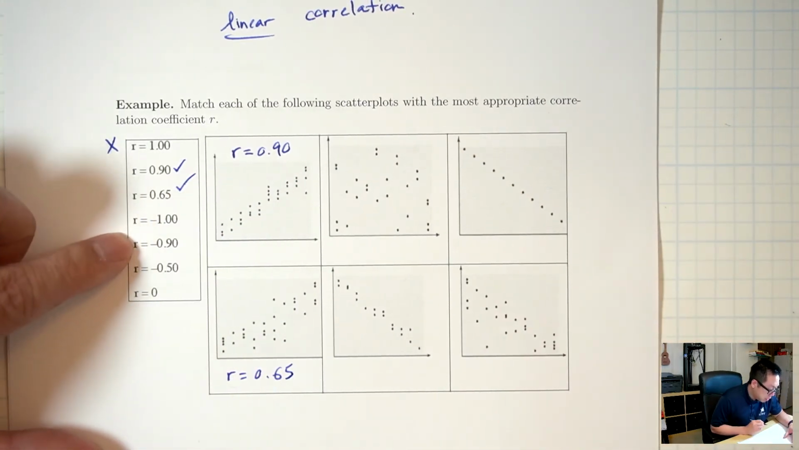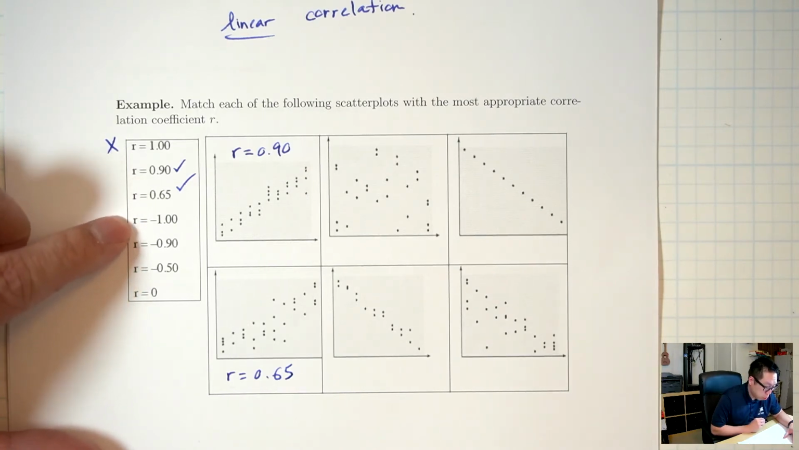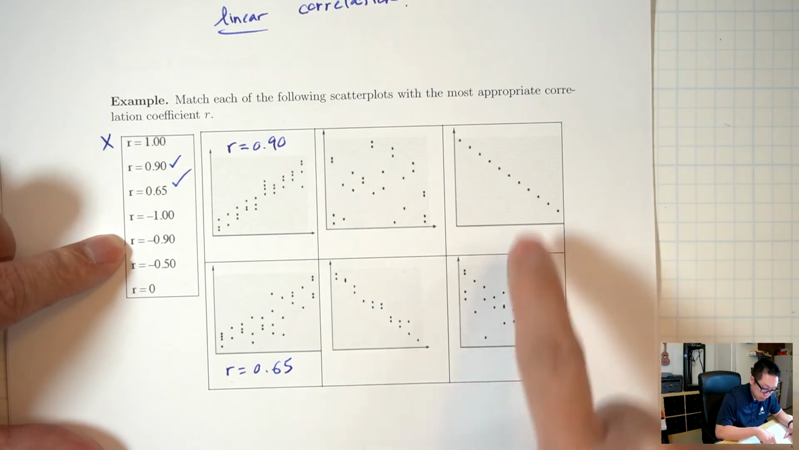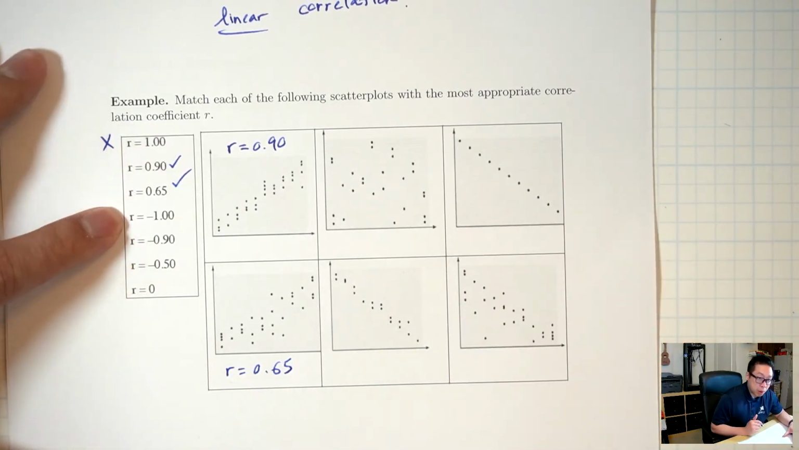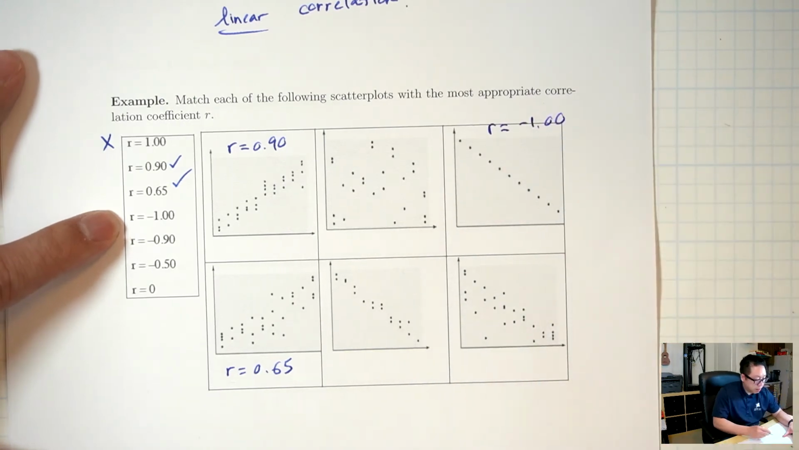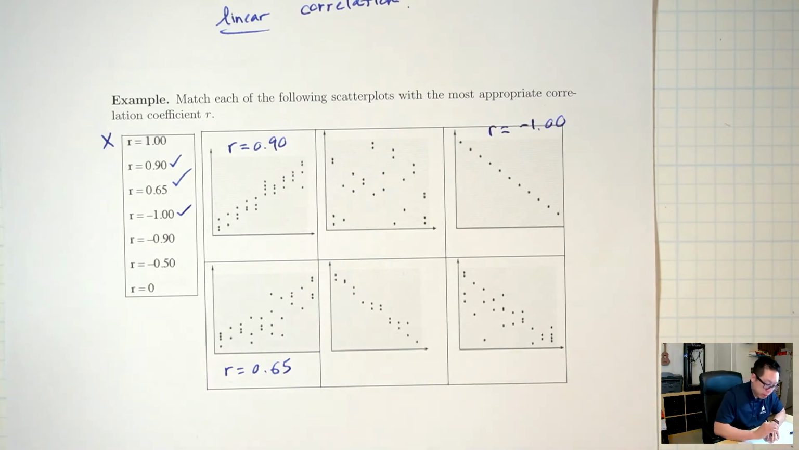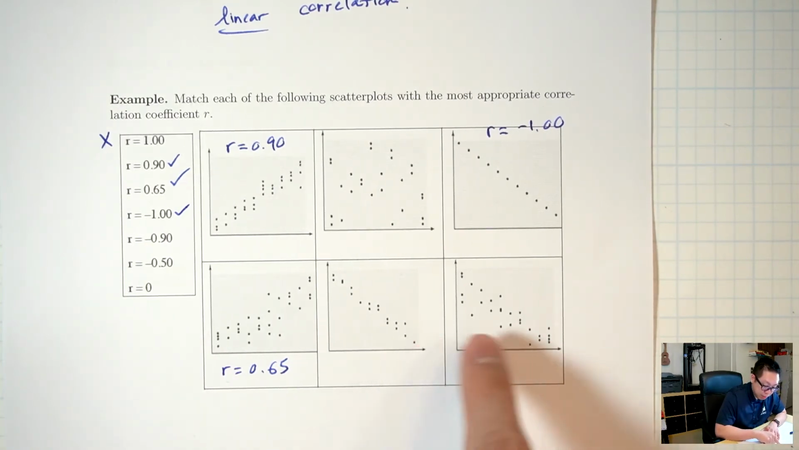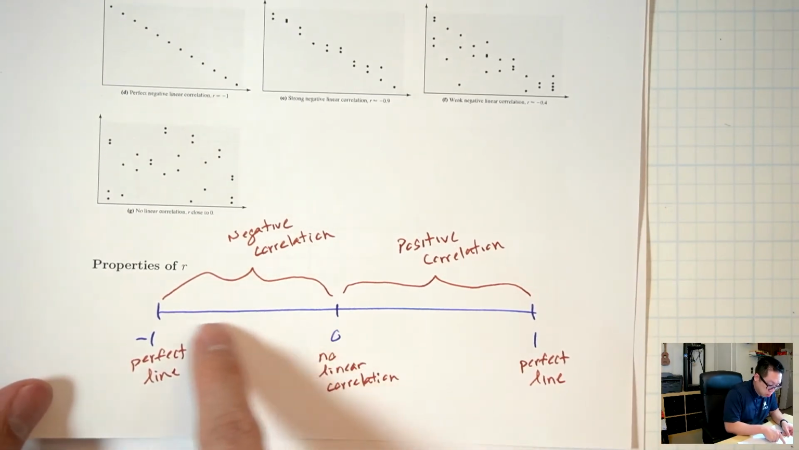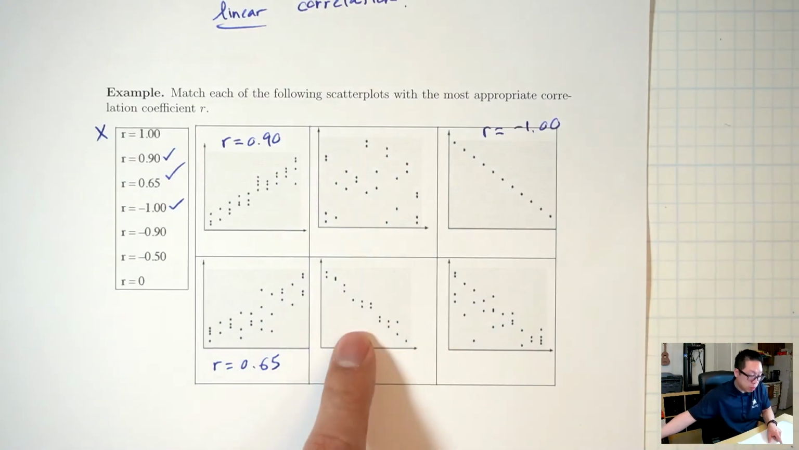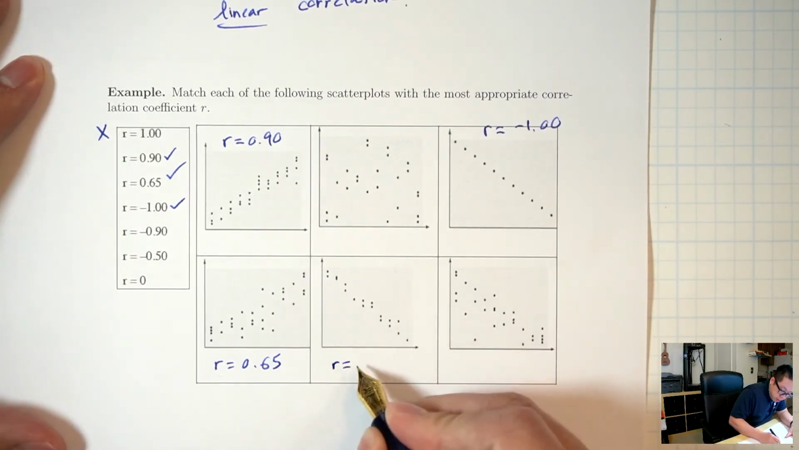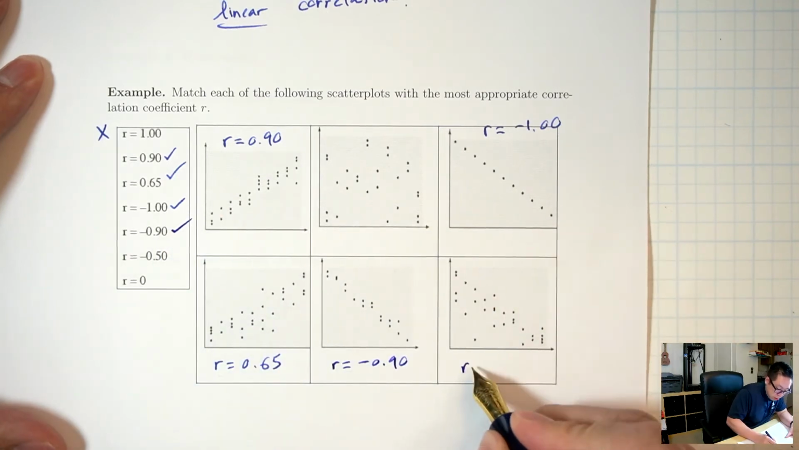The next 3 are negative 1, negative 0.9, and negative 0.50. These are all negative, so they should go with pictures that show negative correlation, in other words, pictures that go downward. So these 3 pictures. Negative 1 means it's a perfect line, which means it should go with this picture. So this is negative 1. And then negative 0.9 and negative 0.5: which of these pictures looks more like a line? This picture, right? We're on the negative side now, so the closer you are to a line, the closer you should be to negative 1. This one looks more like a line, and negative 0.9 is closer to negative 1, so this one would have to be negative 0.9. Which means this one is negative 0.50.